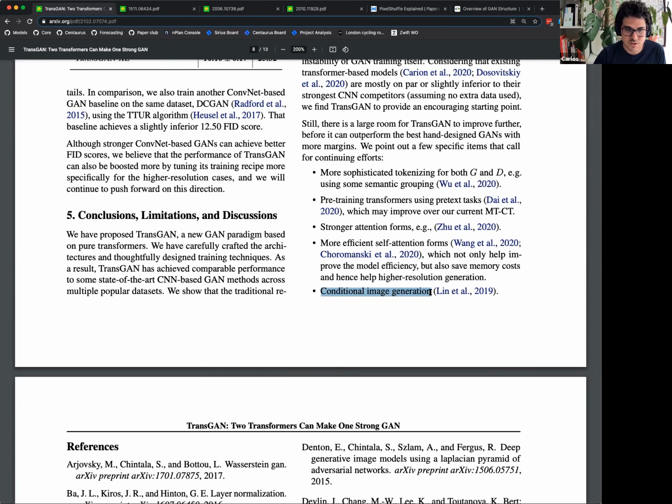This conditional image generation task, here they do this on unconditional generation, which is just give random noise and see the image that the generator outputs. But with conditional image generation, you want it to produce something specific. So you can give it a text input, like produce a dog, or produce a flower, or produce food, and see that the output is coherent with the input.